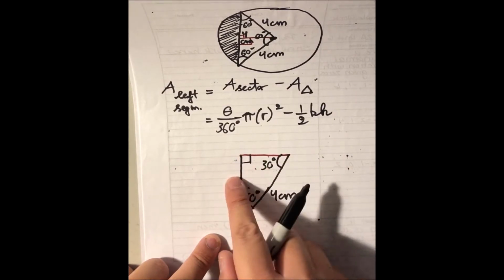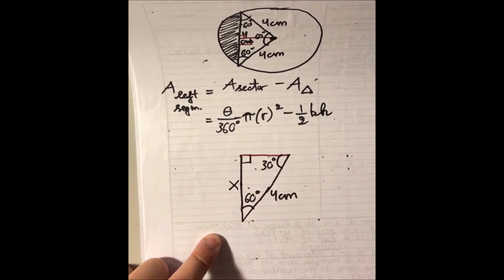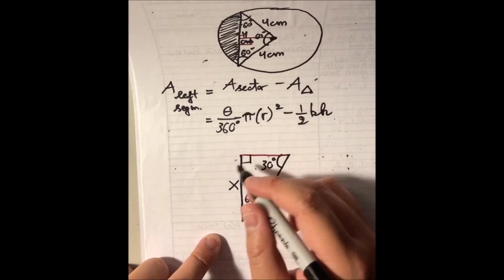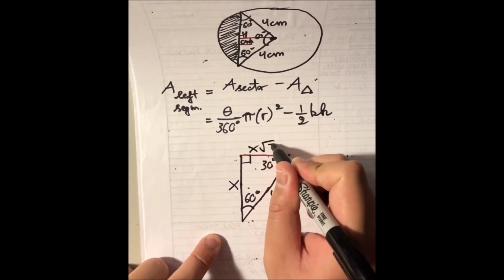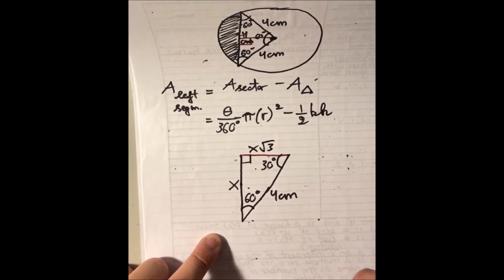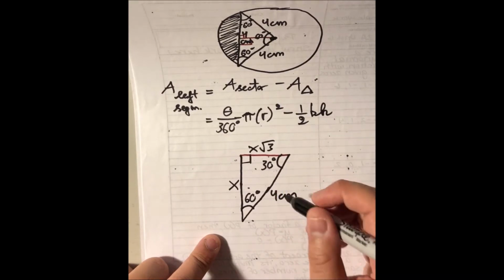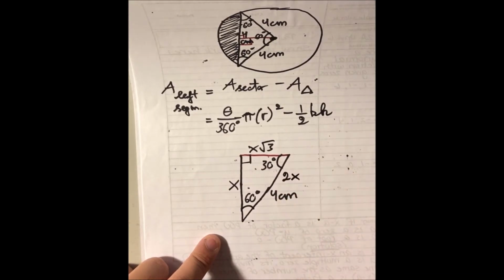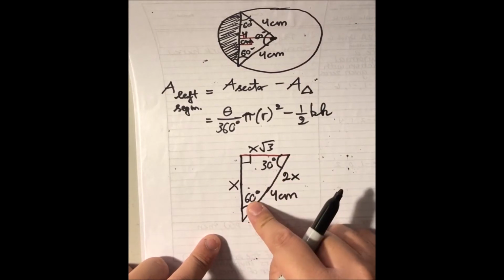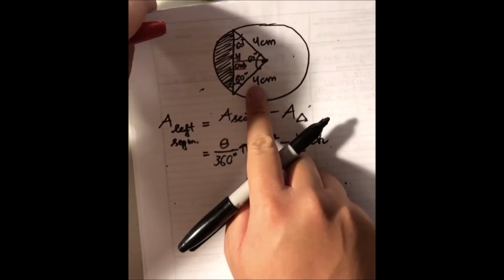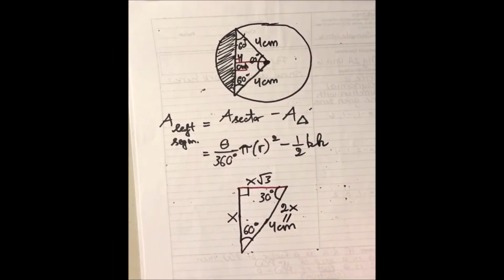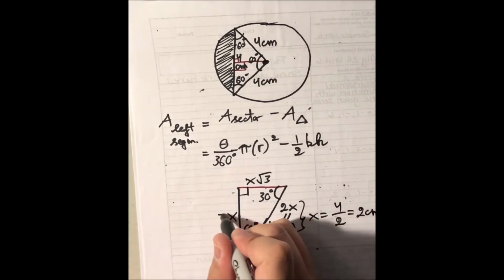But opposite to 30 degrees is the short leg denoted by the letter x. Opposite to 60 degrees is the long leg denoted by x times square root of 3. And opposite to 90 degrees is the hypotenuse of this triangle, which is also the radius of the circle, and it is denoted by the formula 2 times x. But this hypotenuse here is actually 4 centimeters from up here because it's the radius of the circle. So we get to take 2x and set it equal to 4 centimeters like that. Well, solving for x, that's going to give us x equals 4 over 2, which is equal to 2 centimeters. So the short leg is 2 centimeters.